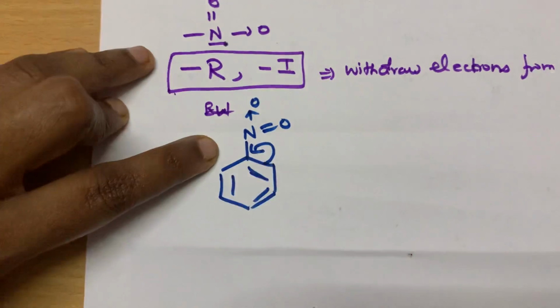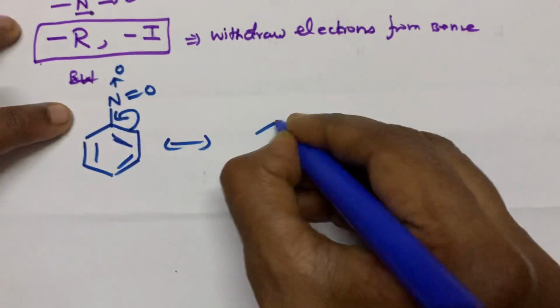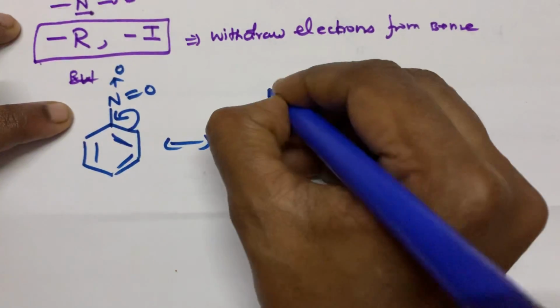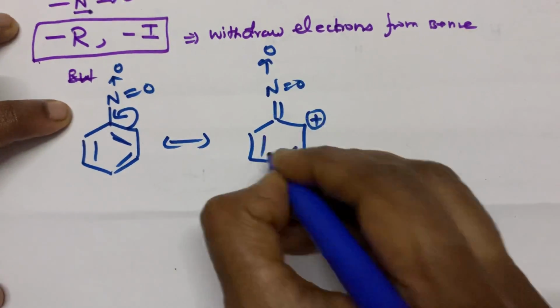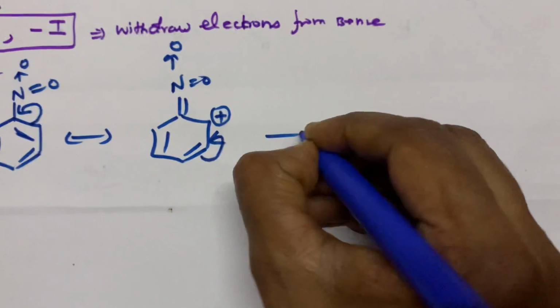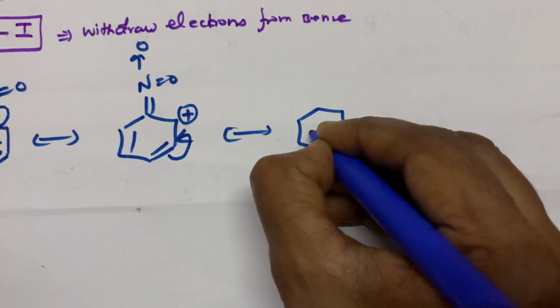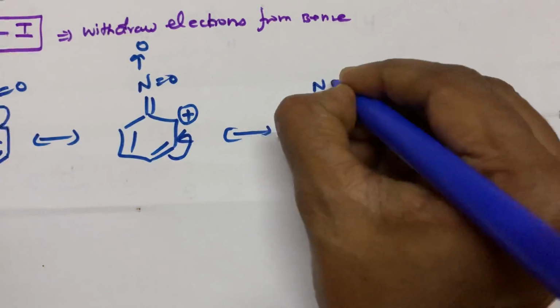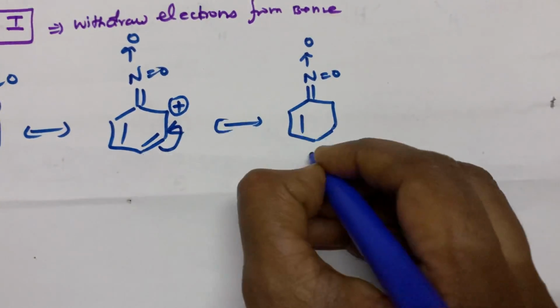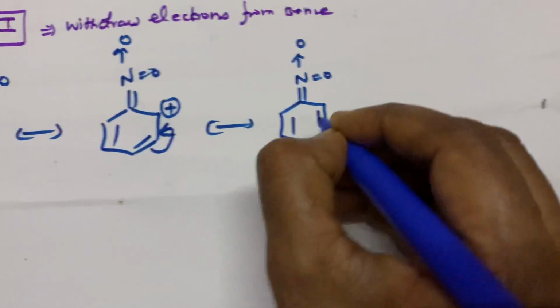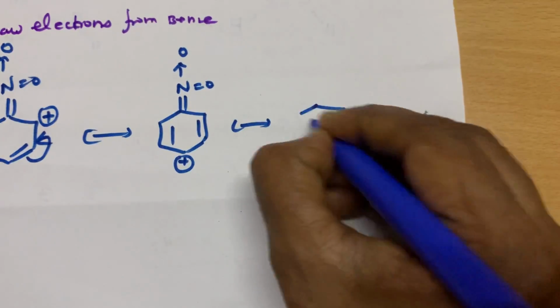That means it will pull electrons. So what happens? Here a positive charge is created, and next in the structure this will move towards here. So it is a benzene ring. This is a double bond, and this is oxygen. And if it is shifting, a positive charge is created here.